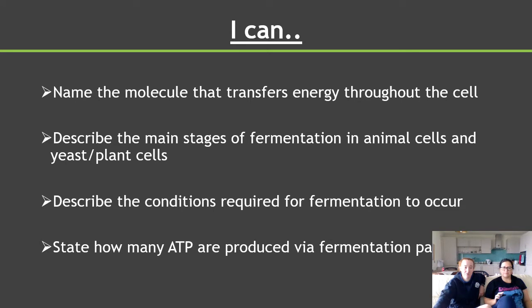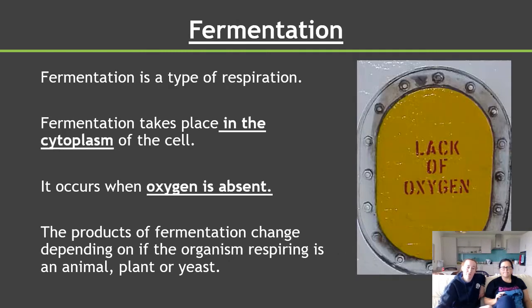So by the end of this video, you should be able to name the molecule that transfers energy throughout the cell, but hopefully you can already do that. You should be able to describe the main stages of fermentation in animal cells and in yeast or plant cells. You should be able to describe the conditions required for fermentation to occur and state how many ATP are produced via the fermentation pathway, just the general process of fermentation is what that means.